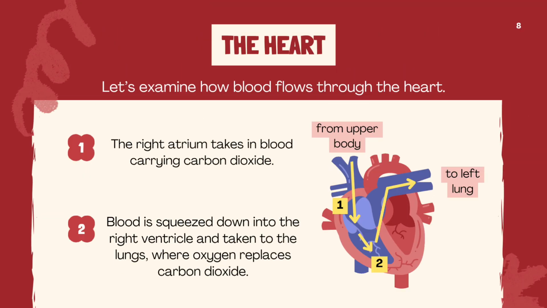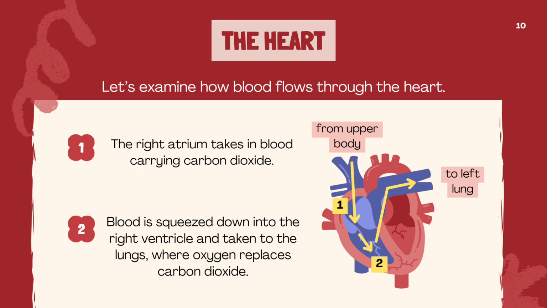From the upper body, 1, the right atrium takes in blood carrying carbon dioxide. 2, blood is squeezed down into the right ventricle and taken to the lungs, where oxygen replaces carbon dioxide, to the left lung.